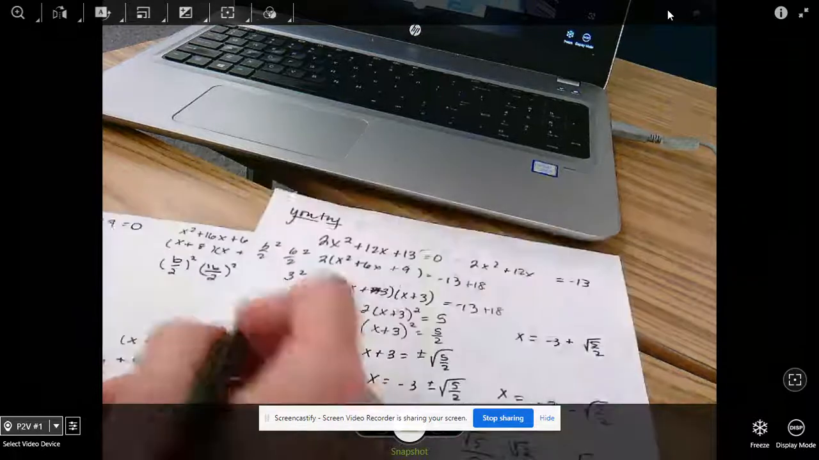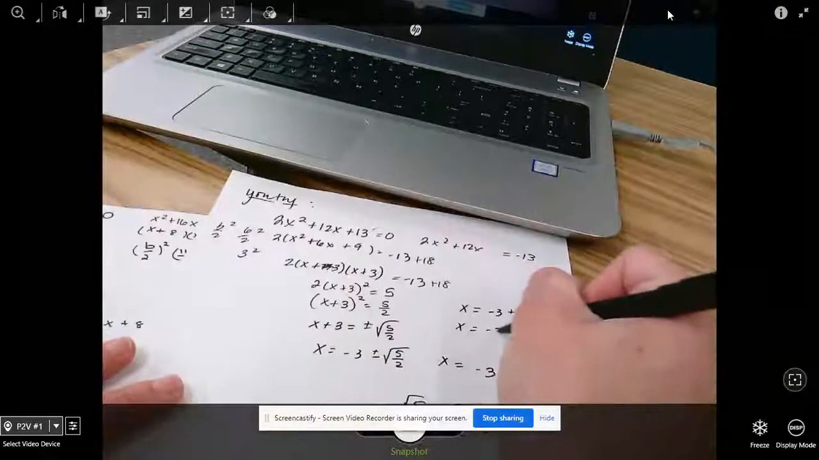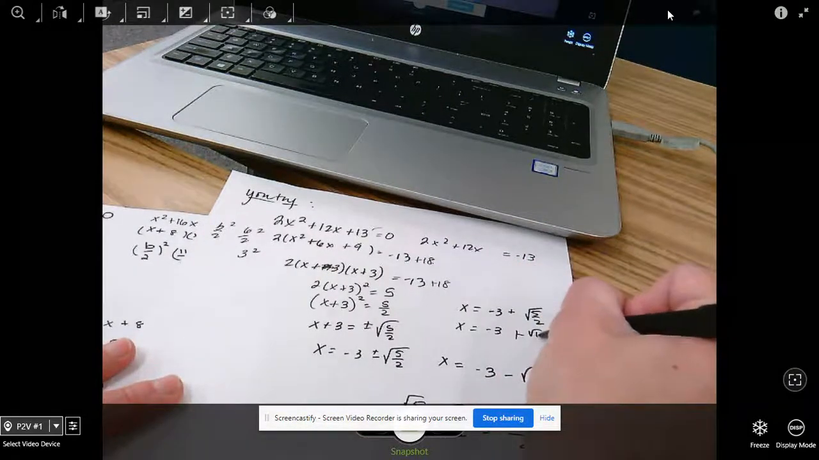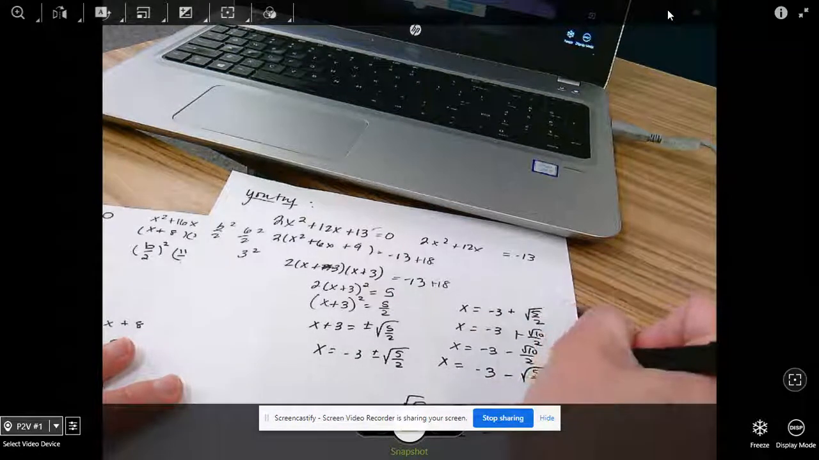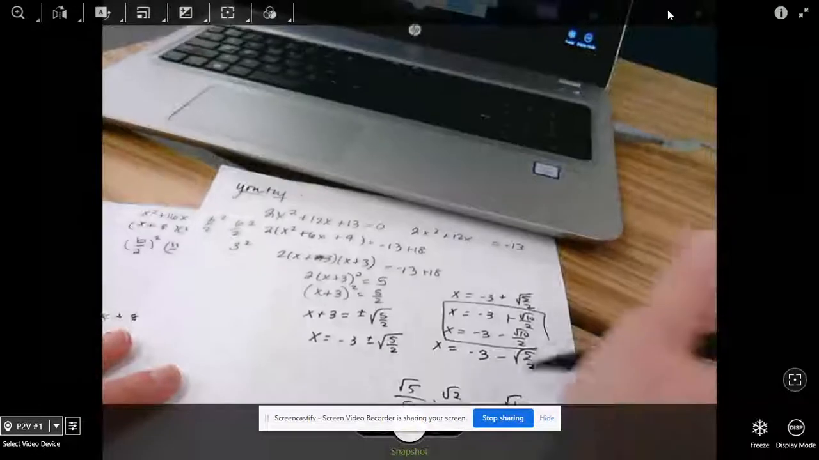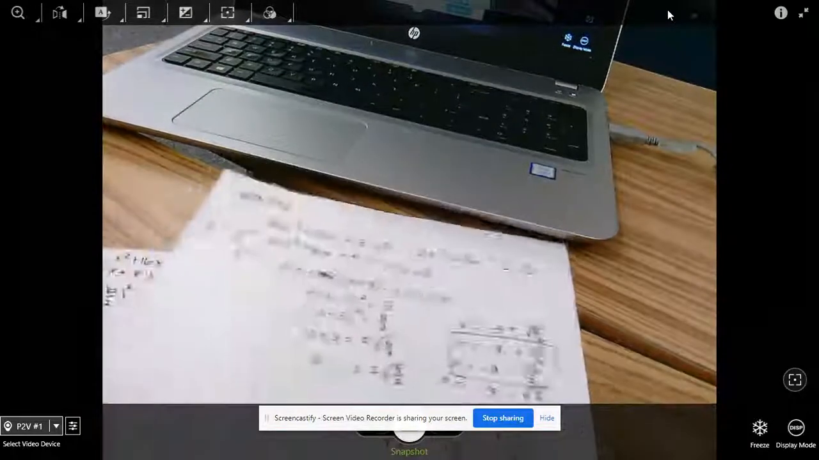So you could make your answer -3 plus root 10 over 2 and -3 minus root 10 over 2, or you could just put it in decimal form.